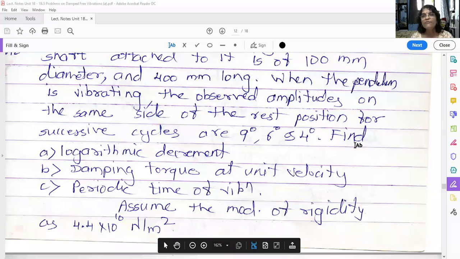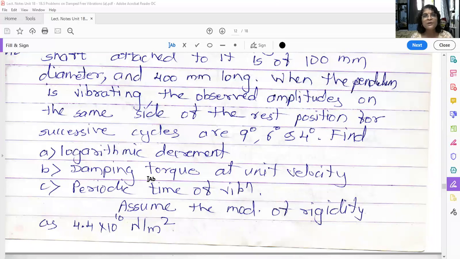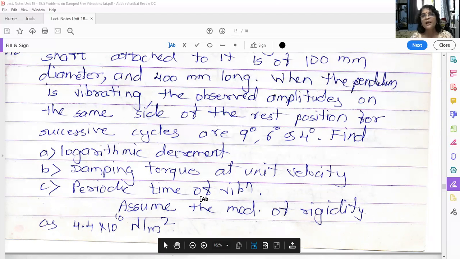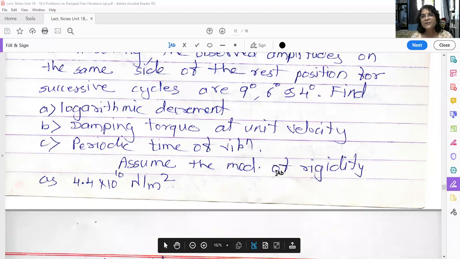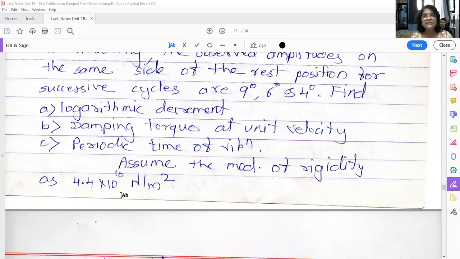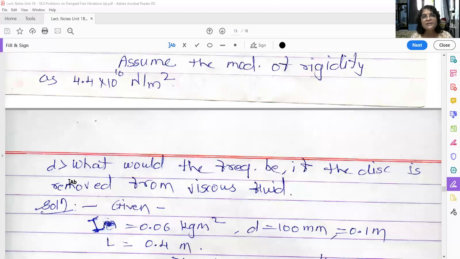What are we supposed to find out? Logarithmic decrement, damping torque at unit velocity, and periodic time of vibration. And what is given? Modulus of rigidity, that is the value of capital G, for the shaft material, is given as 4.4 into 10 raised to 10. Finally, it is also asked what would be the frequency if the disc is removed from the viscous fluid.